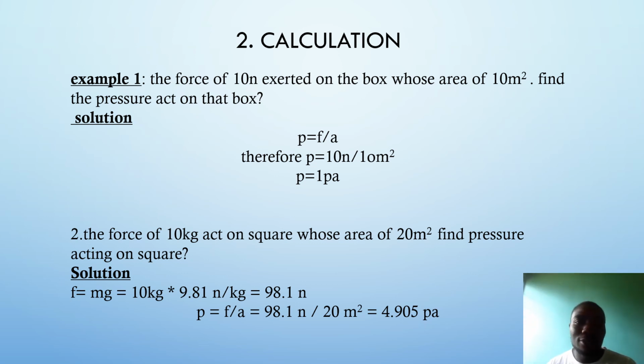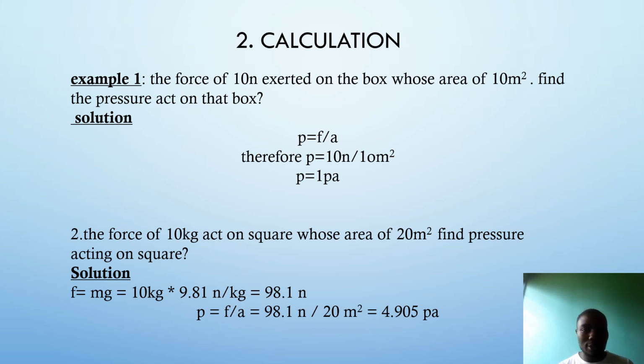About calculations, for example: a force of 10 N is exerted on a box whose area is 10 meters squared. Find the pressure acting on that box. Solution: pressure is equal to force over area. Therefore, P is equal to 10 Newton divided by 10 meters squared, and then you get a solution. You should try it in order to know more about pressure calculations.